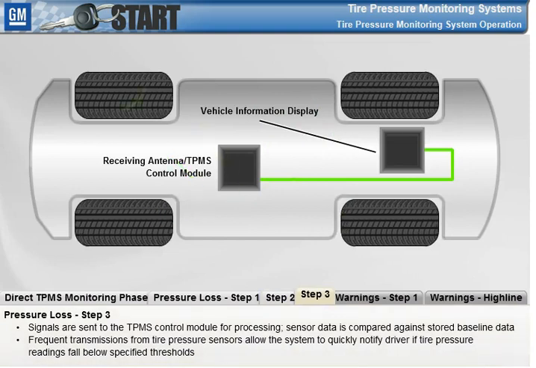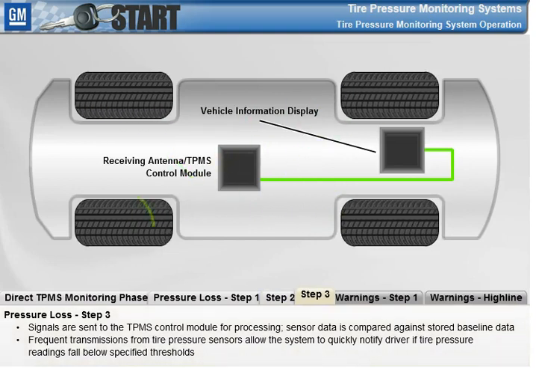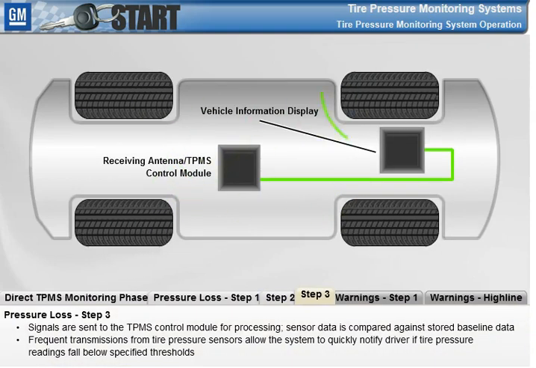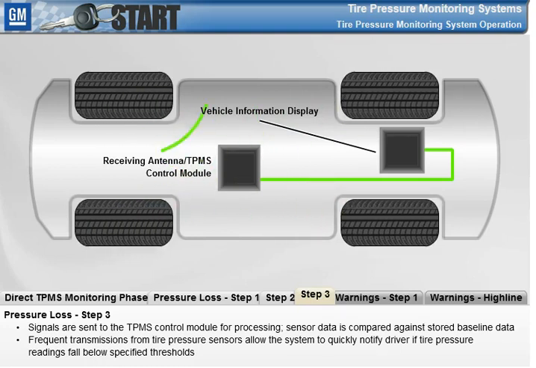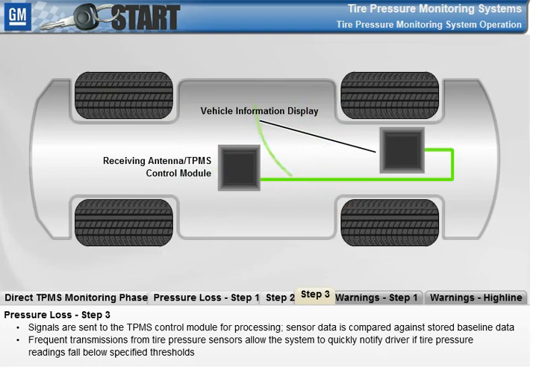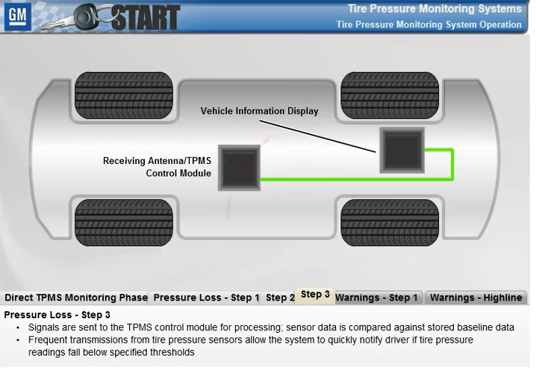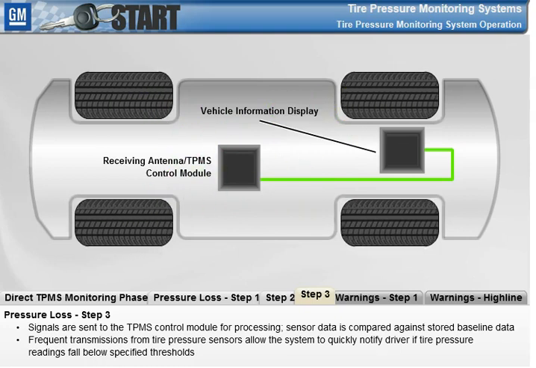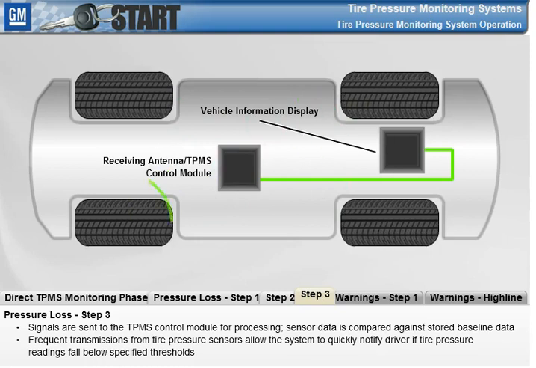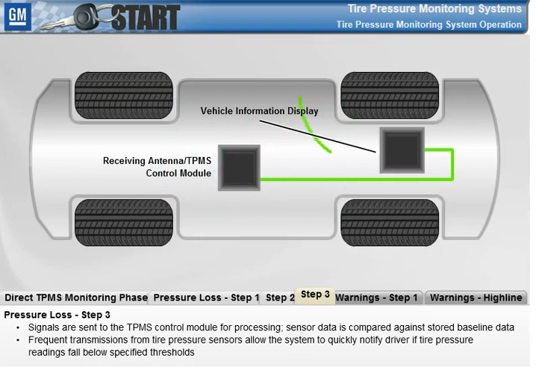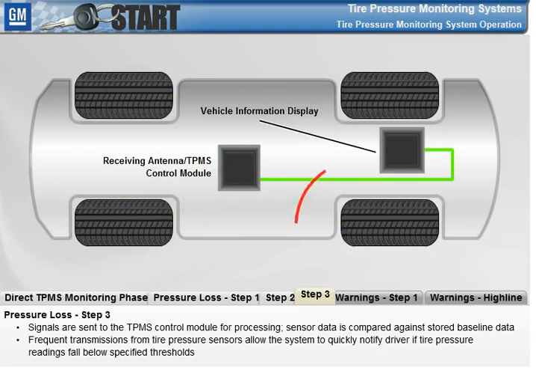Once the signals are picked up by the receiving antenna, they travel on to the TPMS control module for processing. The control module monitors the tire pressures and compares the data against the stored baseline in the module's memory. The transmissions coming from the tire pressure sensors occur frequently. This allows the system to quickly notify the driver if the pressure within a tire falls below the specified threshold.